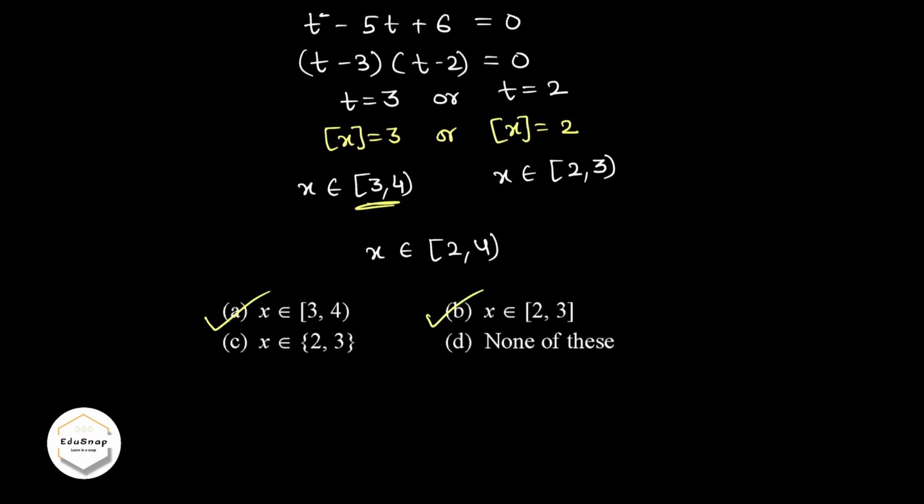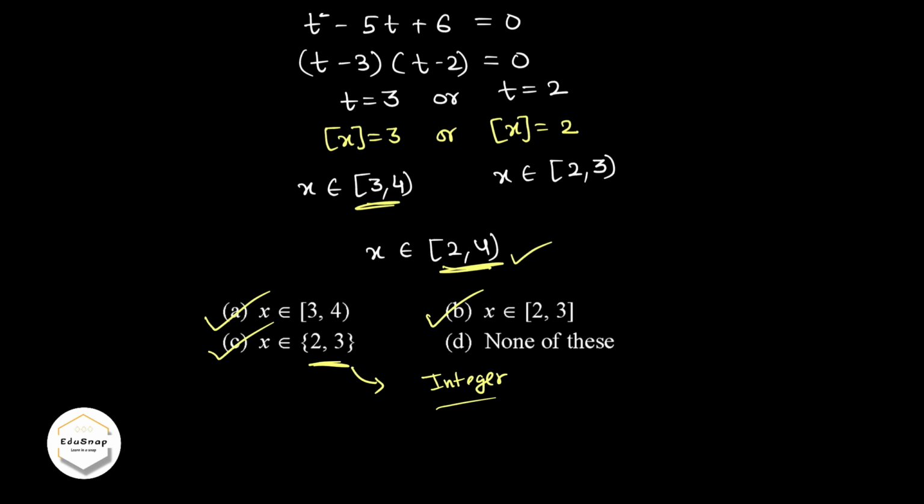Now what about this one? The x belongs to {2, 3}. Here it is talking about integers. So if you observe, yes, x belongs to 2 as an integer. And about the 3, again the same answer, 3 also belongs to this set as an integer, but 4 does not. So the C option is also correct here.